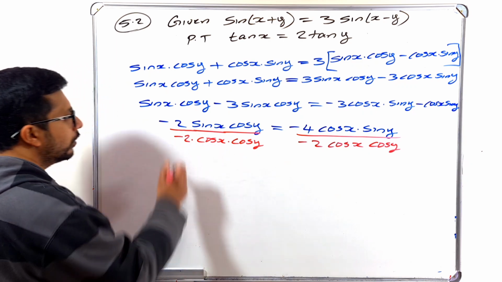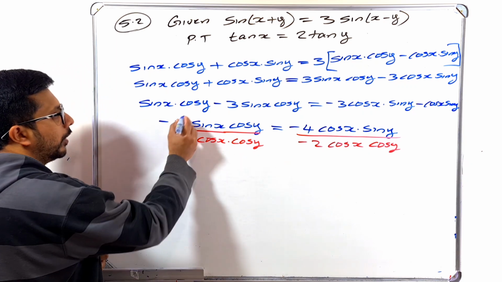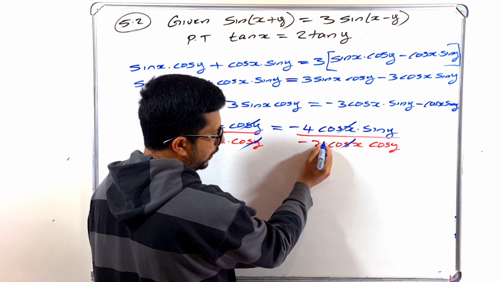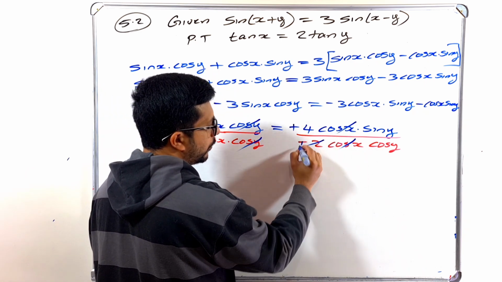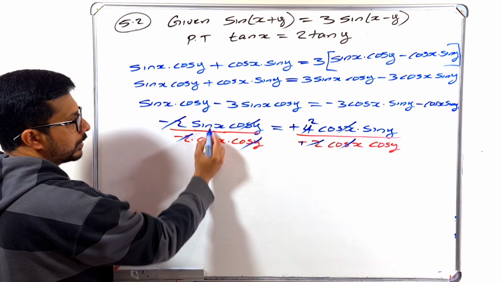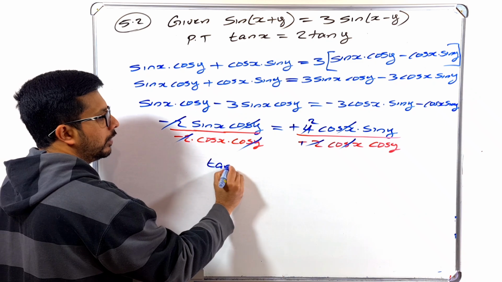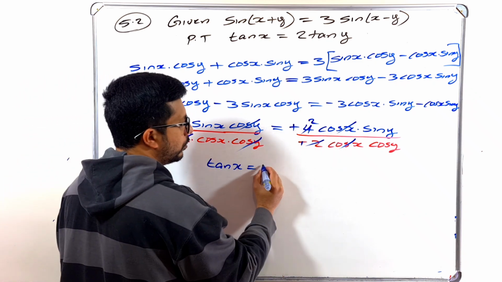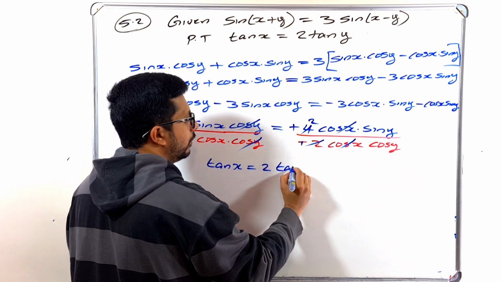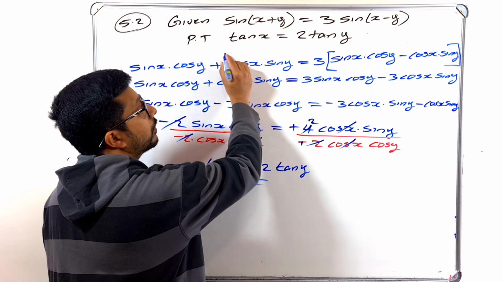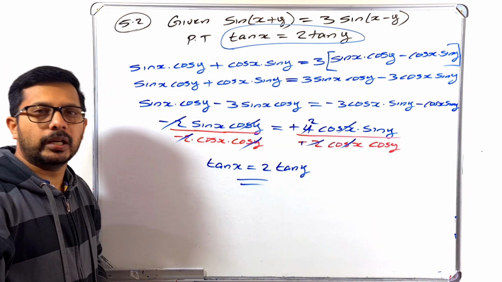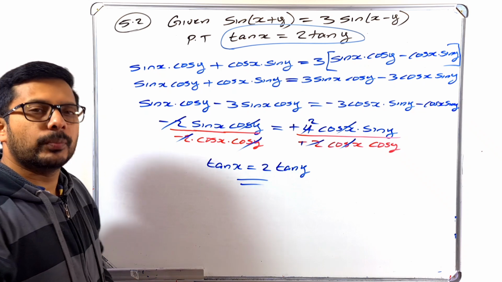Okay, so now cancel this one. What is this? Minus 2 cancel, cos y cancel, cos x cancel. Here minus plus 2, 4 divided by 2 is 2. Okay, now what is remaining? Sin x by cos x is tan x is equal to, there is a 2 there, then all of this one cancel, sin y by cos y is tan y, and that is what we want to prove. Okay, tan x is equal to 2 tan y. So that is question number 5.2.